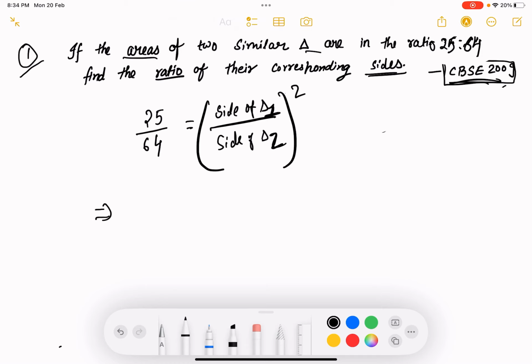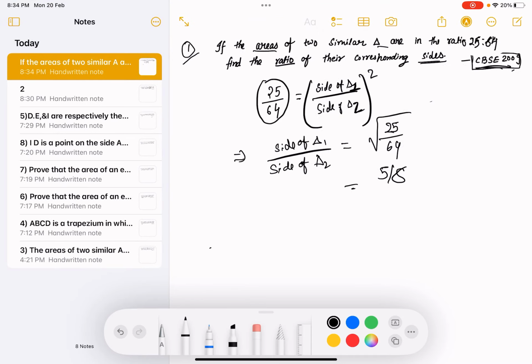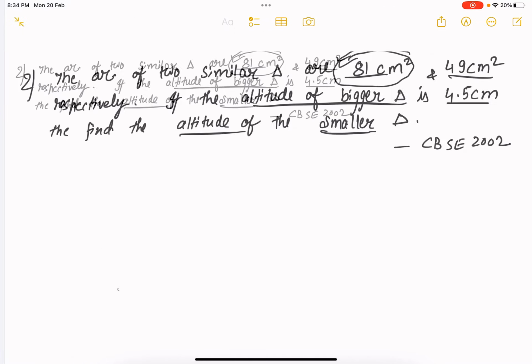So obviously if we take the under root, we can find the ratio of their corresponding sides. So we just have to take the under root of this. So side of triangle 1 upon side of triangle 2 is equal to under root 25 upon 64, which is equal to 5 by 8. So we are done with the first question. Now let's look into the second question.